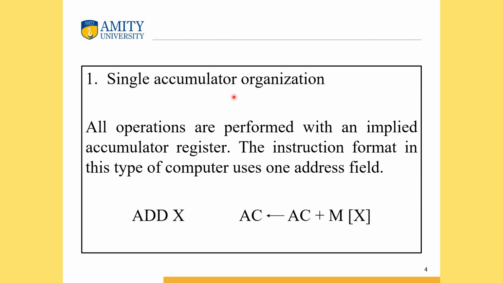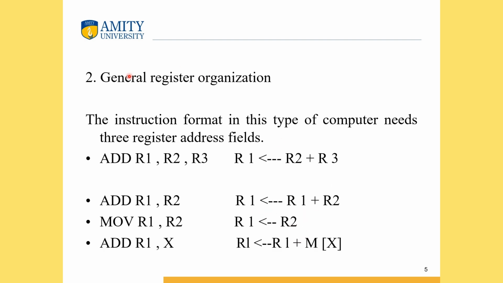Looking at the single accumulator, we can see that all operations are performed using an implied accumulator register. So whatever instruction we are performing, we use the accumulator register. If we are adding X, we take the X operand from the memory location and add it to the accumulator, and then we update the value in the accumulator. The instruction format in this type uses only one address field because we are using the same accumulator over and over again.